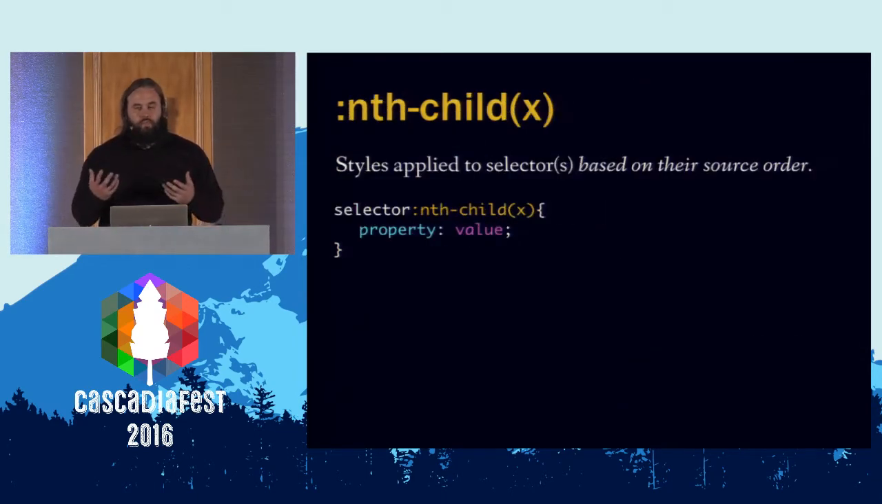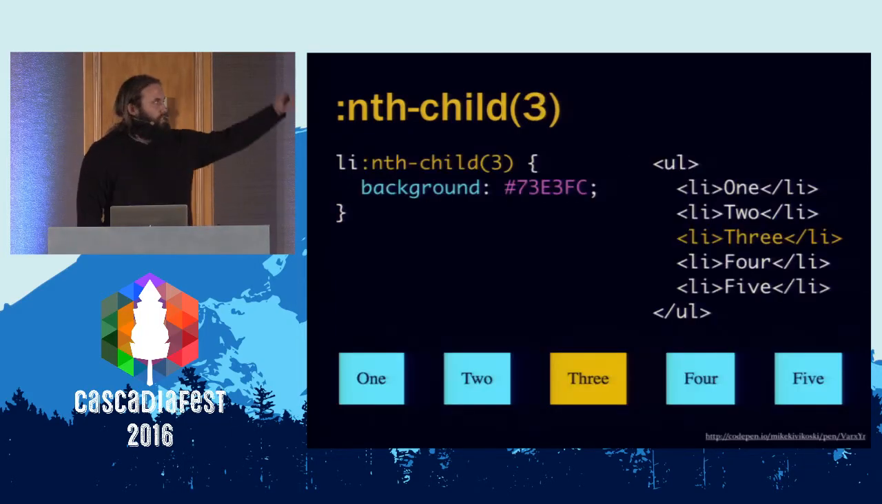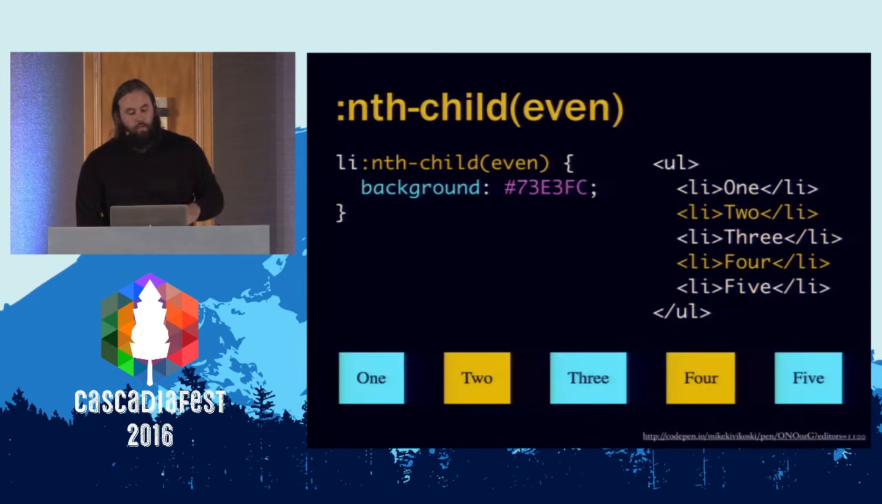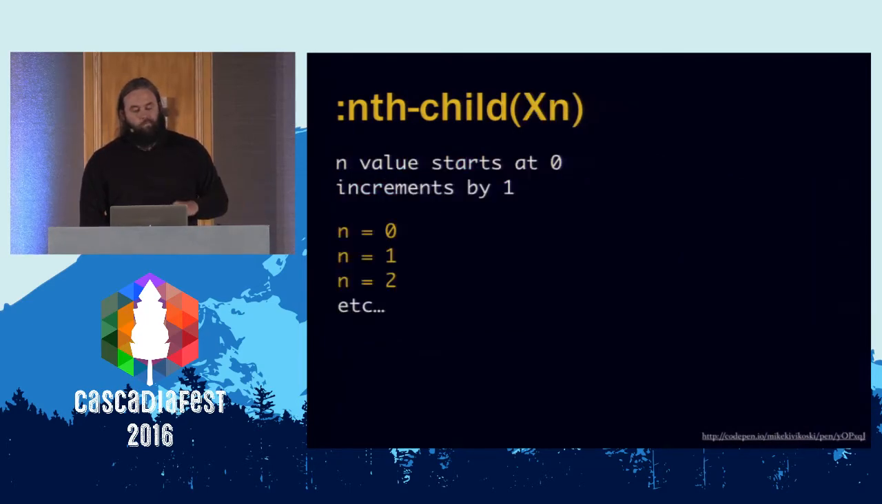Nth child. This is a really powerful pseudo-class for layout and selection of items. It's going to apply your styles based upon the source order. So in this, nth child 3, we have our list of items, and then we've got the blocks of it showing. It's going to pick our third item. You can also do odd, and you can do even.